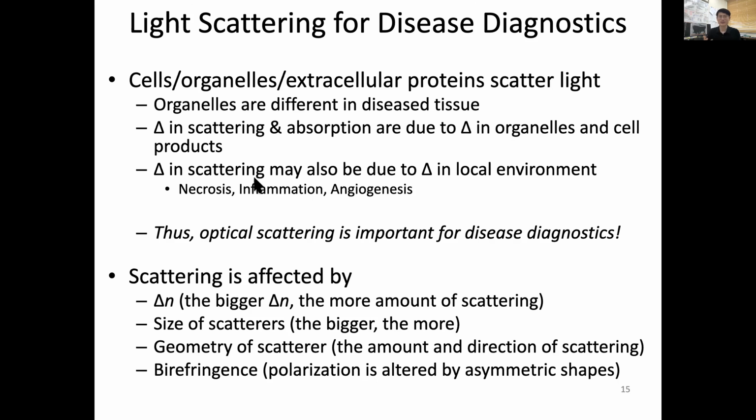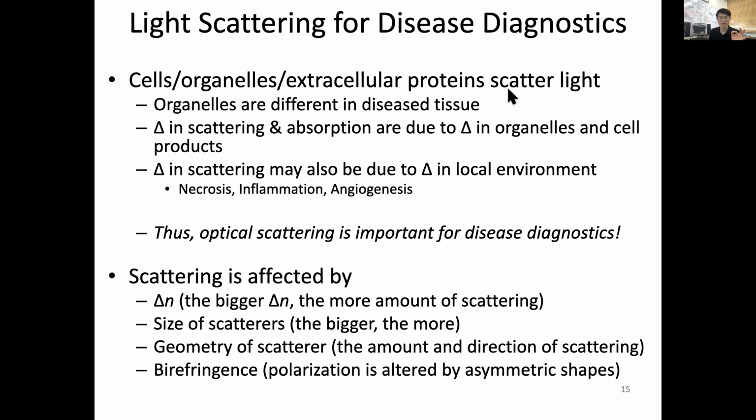So there's a fundamental question in the field of biomedical optics: can we use light to diagnose a disease? This is a very important fundamental question many people have thought about for a long time. So there are fundamental issues that indicate this is possible. For example, cells, organelles, and ECM proteins are scattering light.